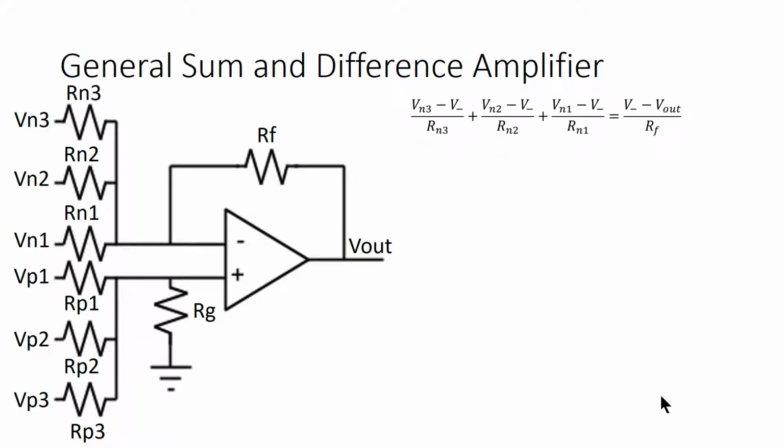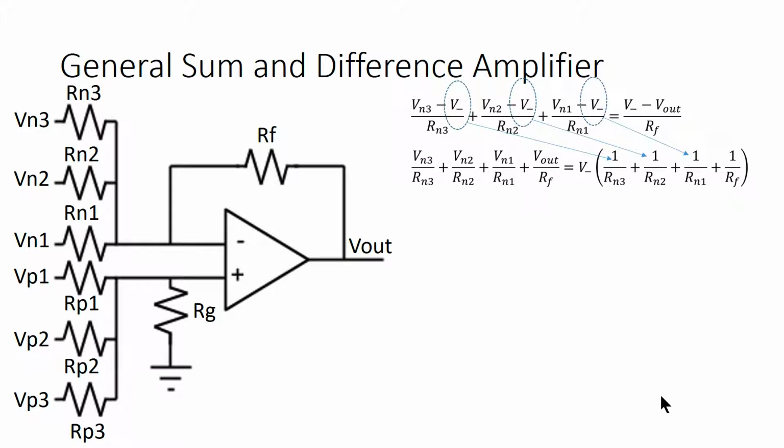We're going to start finding V- by writing current balance at the V- node using nodal equations. So (Vn3 - V-)/Rn3 represents the current through Rn3. Similarly, (Vn2 - V-)/Rn2 represents the current through Rn2. The sum of the currents coming into the node through Rn1, Rn2, and Rn3 has to be equal to the current leaving the node through Rf, which gives us this first equation.